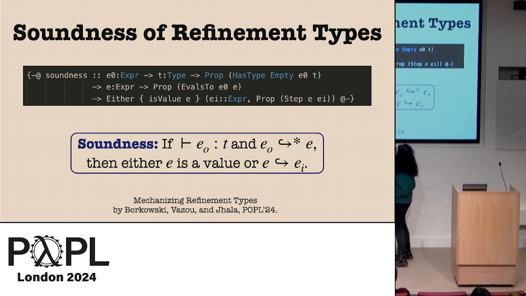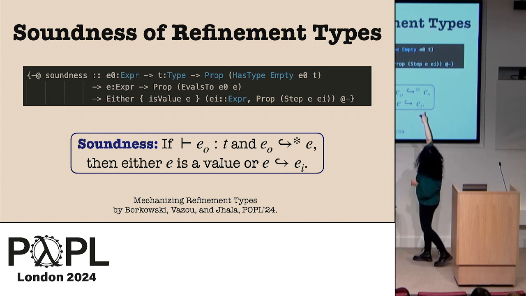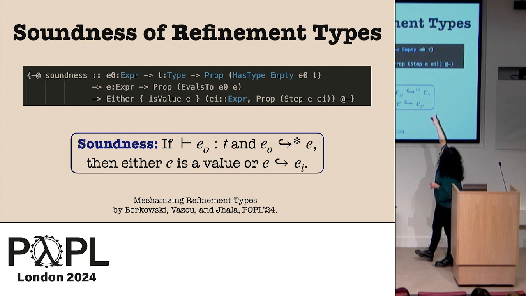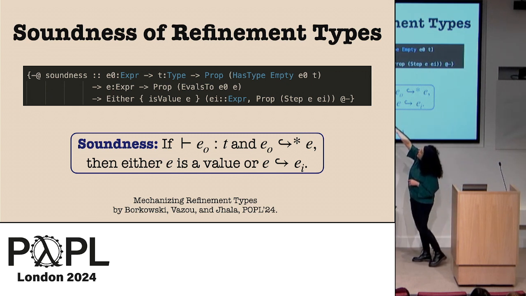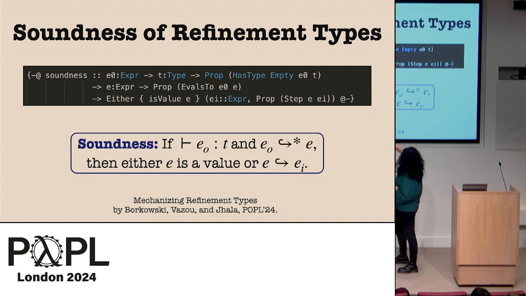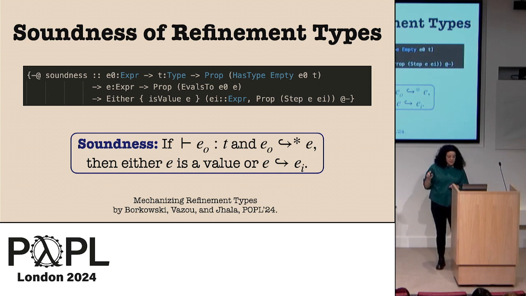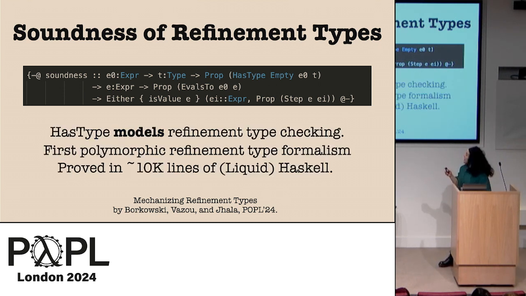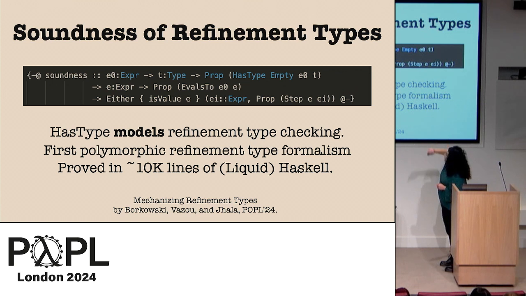It says for every expression E0, for every type T, if it holds the property that E0 has type T, then for every expression E, if it holds the property that E0 evaluates to E, then either, and this is very cool because this is Haskell's Either to encode or, either E is a value or there exists another expression that it steps to. And this is a refinement type, and the proof: has type models the refinement type checker, and evals to models evaluation.